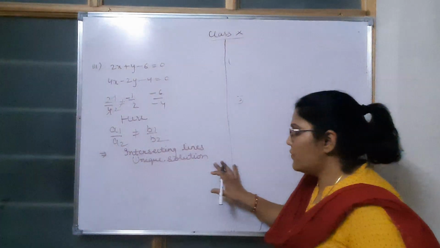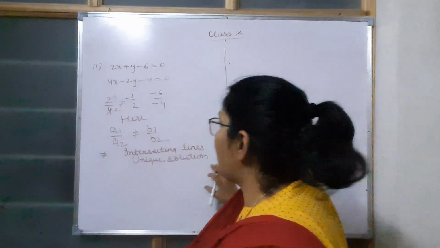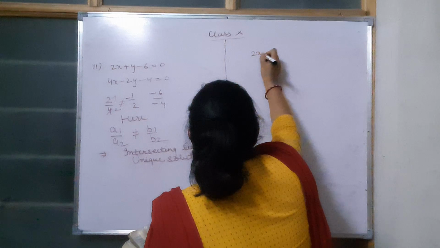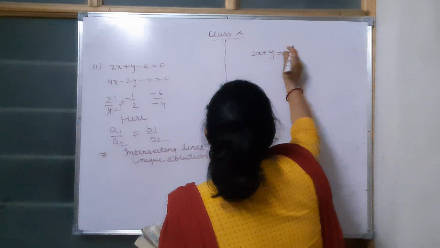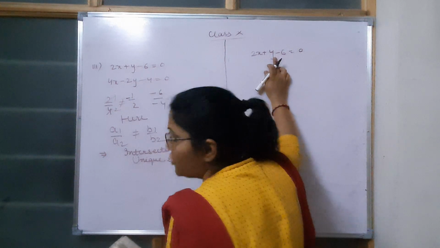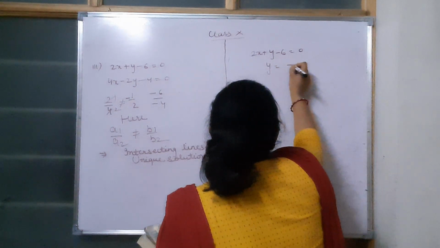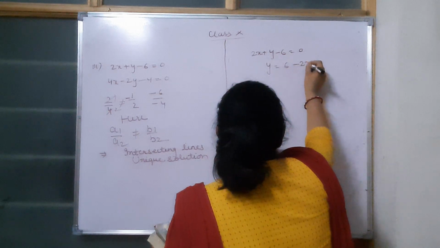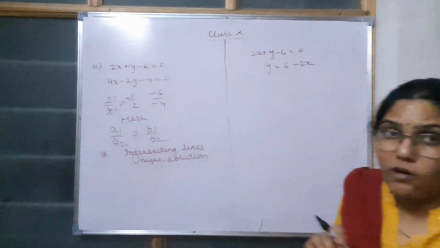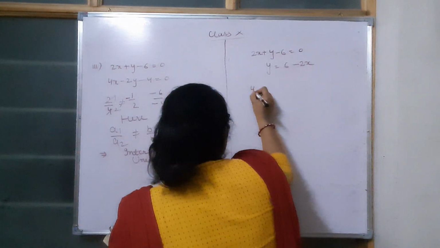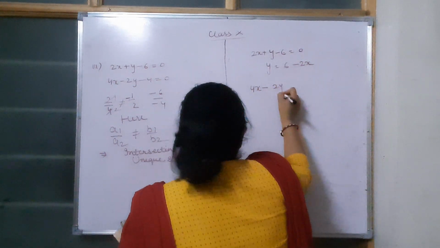Okay, so which method will we be using? The substitution method. Just look here. You remember what the substitution method is? So 2x minus y equals 6. I am using this equation to find the value of y, so minus 6 will become plus 6 and this plus 2x will become minus 2x. We get the value of y. Now we will use this value in the second equation. So I am just writing the second equation.